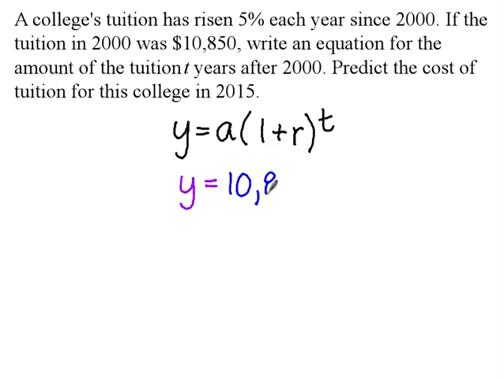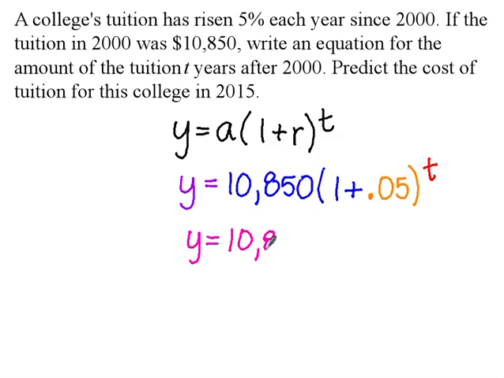10,850. Then I go 1 plus, what's my rate? 0.05. What's my time? T. We don't know. Now remember, what we're going to do now is write this as a condensed answer. So I end up getting y equals 10,850 times 1.05 to the t power.